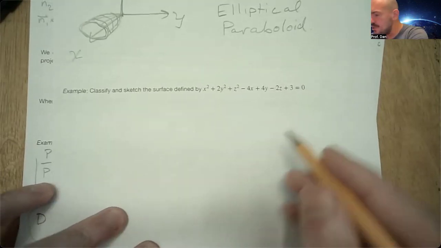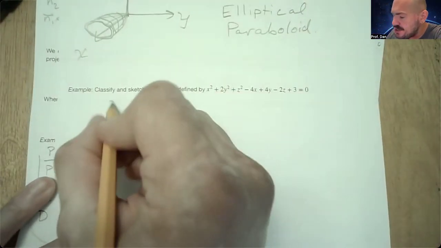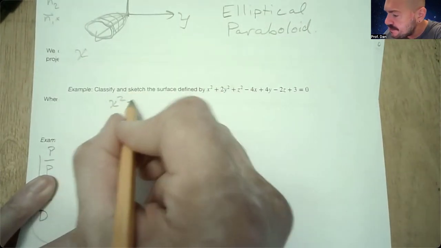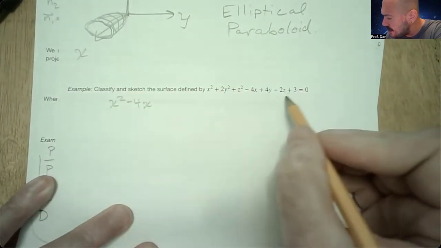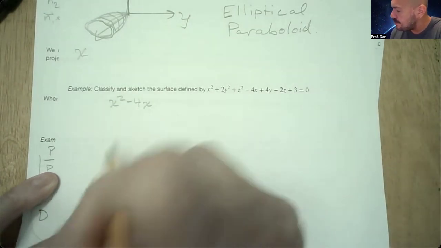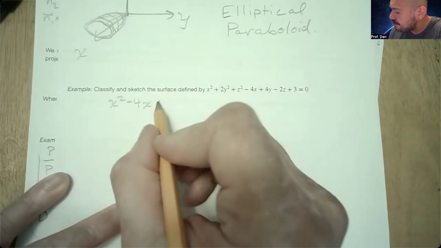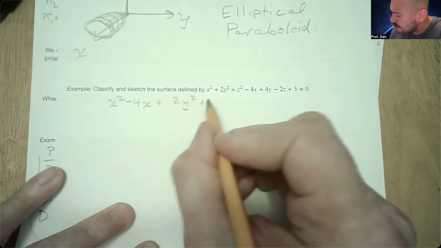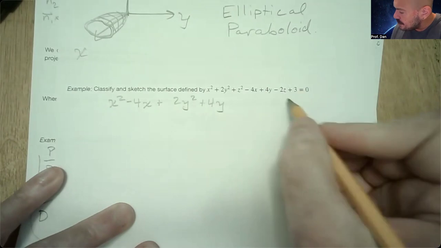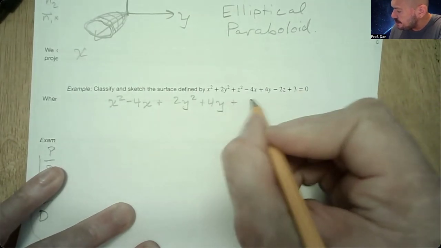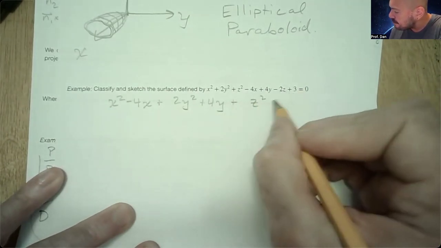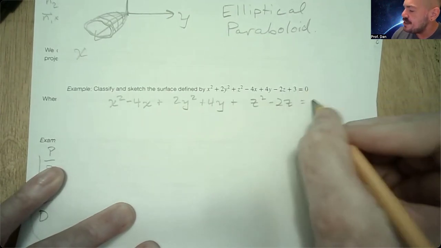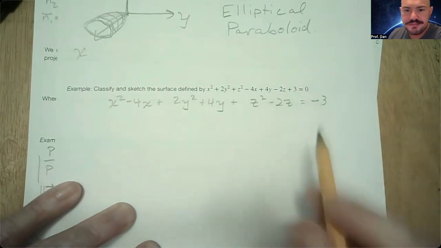Yep. So what I'm going to do first is group anything that's an x with x, anything that's a y with y, and anything that's a z with z. And I'm going to subtract the constant from both sides.